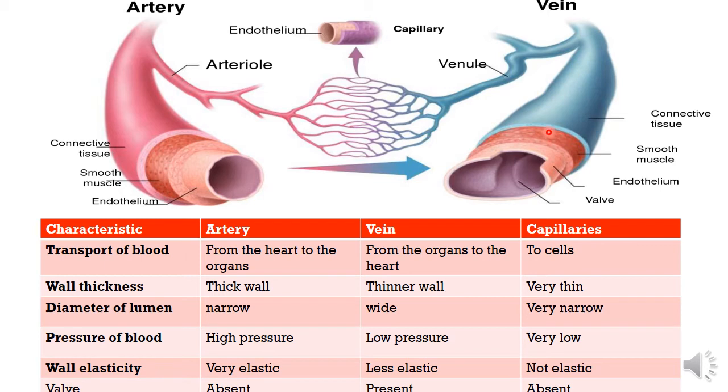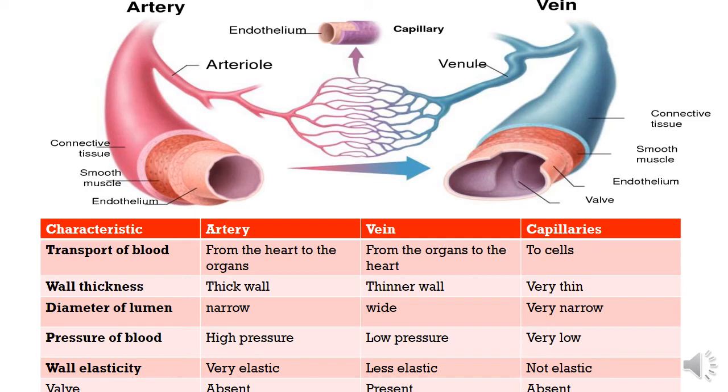In the vein, it's much less elastic because we don't want the blood flowing backwards due to the elasticity of the walls, and the capillaries, usually it's not elastic. Finally, the arteries do not have any valves. The veins, they do have valves, and they're important to prevent the backflow of the blood.